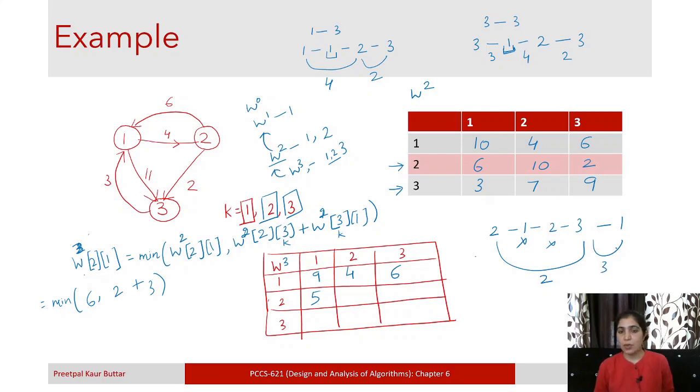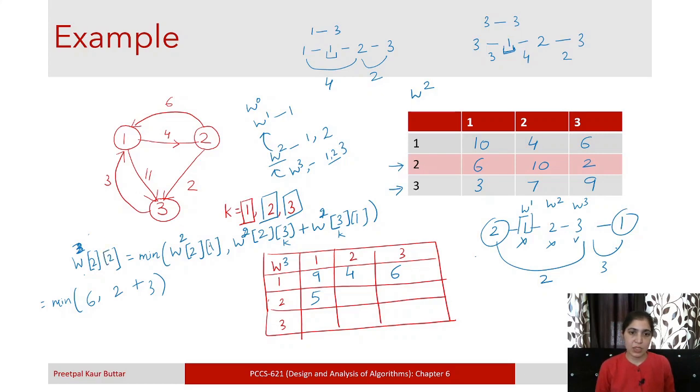Okay, so you can look at the previous matrices W0, W1, W2 to find whether vertex 1 was considered when you were finding the path from 2 to 1, whether vertex 2 was considered when finding the path from 2 to 1, and similarly in W3, yes, we know we have considered 3 in finding the path from 2 to 1.